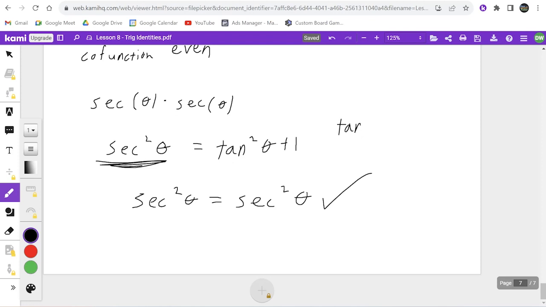If you wanted to do this instead, if you wanted to change secant squared theta into tangent squared theta plus 1, in other words, the last thing you'd have is tangent squared theta plus 1 equals tangent squared theta plus 1, and then a check mark. You can do that as well. They're both right. Because what's important is not the final answer, it's the process, the steps leading to it as the final answer. So are there any questions on that one?